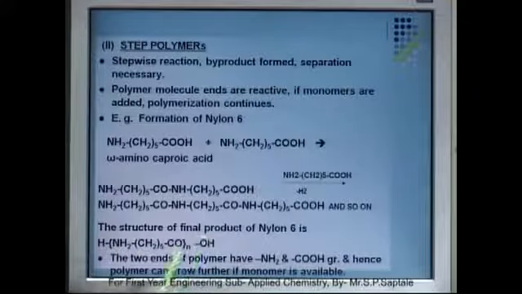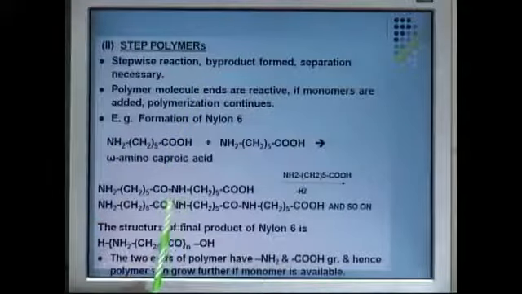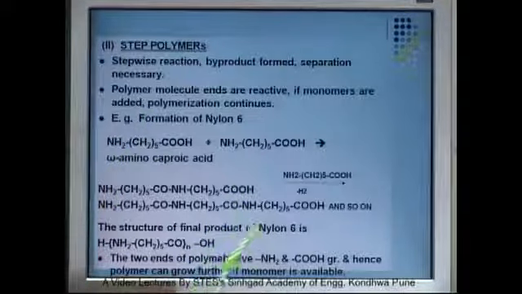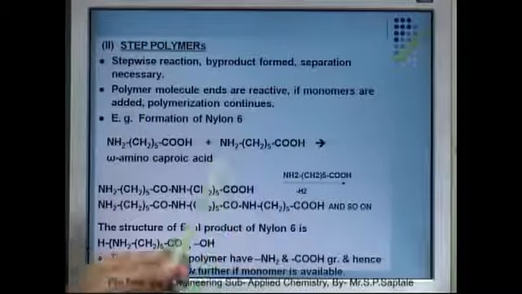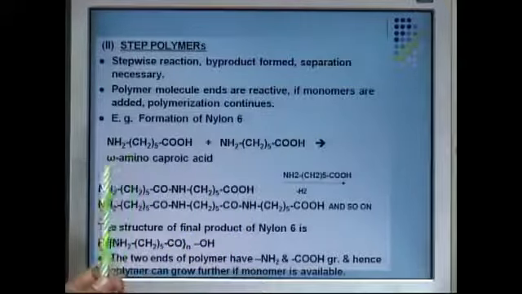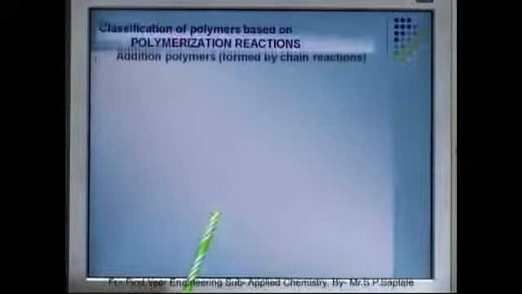The final product is H-(NH-CH2-CO)n-OH, n times. Or you can take the example of hexamethylene diamine and adipic acid. Hexamethylene diamine and adipic acid will form polyhexamethylene adipamide, or nylon 6,6. Again there is NH2 and COOH, the linkage gives NHCO, and the final product is a polymer, that is, nylon.